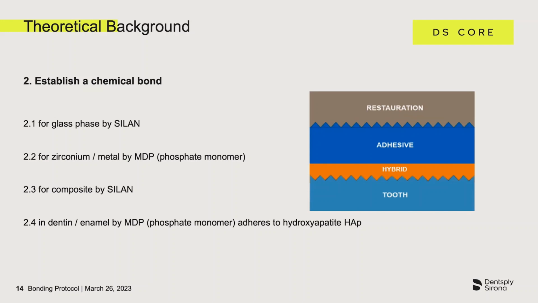In this overview, it is shown that silane is suitable for creating a chemical bond to glass and to composite. On the other hand, the well-known MDP phosphate monomer is the suitable substrate to create a chemical bond with zirconium oxide, metal, dentine, and enamel.